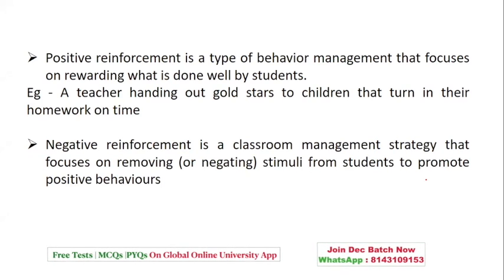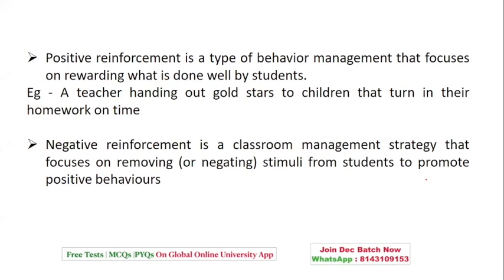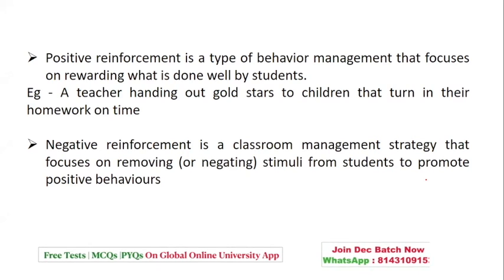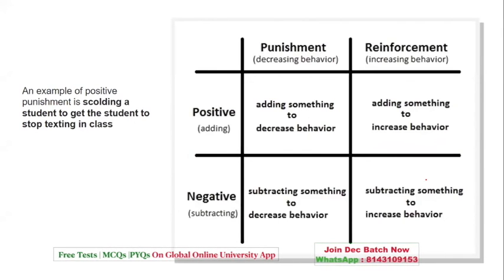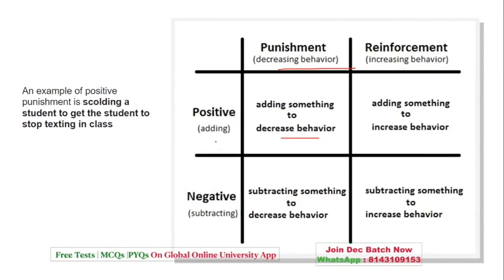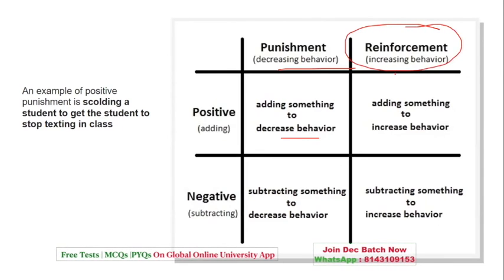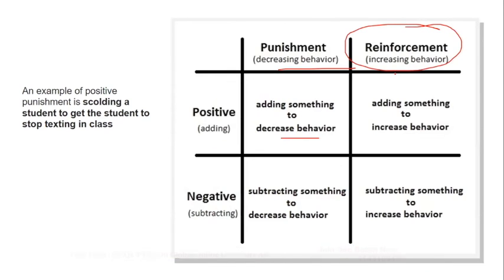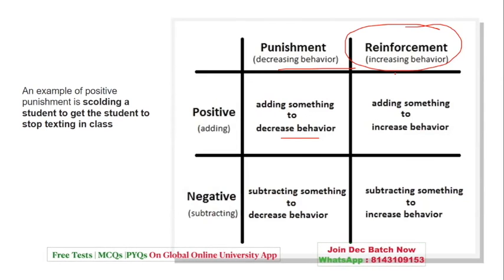Negative reinforcement is a strategy that focuses on removing the negative elements to promote the positive behavior. Punishment is decreasing a negative behavior by adding something or subtracting something. If it is adding, it is positive; subtracting is just removing the negativity. But when it is reinforcement to increase the behavior, in the positive form, we can add something to increase the behavior, and in the negative form, we can subtract certain things.